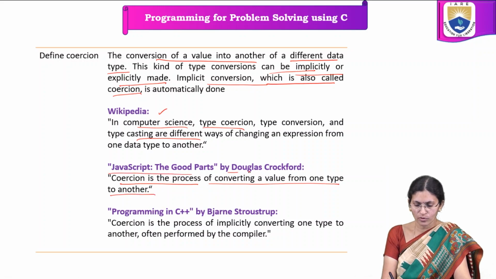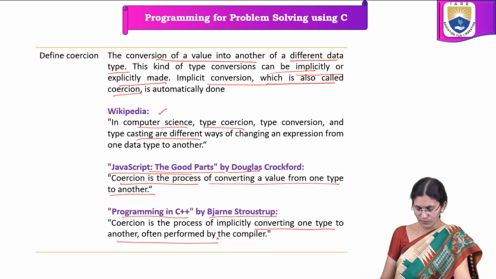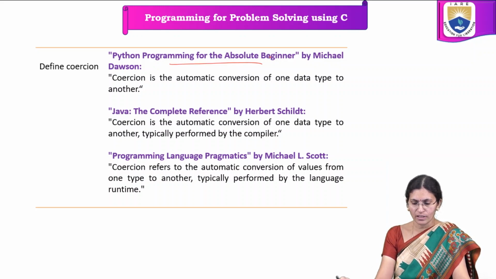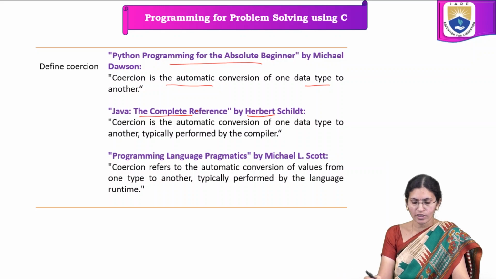So according to Douglas, given in the textbook JavaScript: The Good Parts. Then by Bjarne Stroustrup, in Programming in C++, coercion is the process of implicitly converting one data type to another, often performed by the compiler. So this implicit conversion is done by the compiler itself. In Python Programming for the Absolute Beginner by Michael, coercion is the automatic conversion of one data type to another. Next, according to Herbert, in the textbook titled Java: The Complete Reference, coercion is automatic conversion of one data type to another, typically performed by the compiler itself.